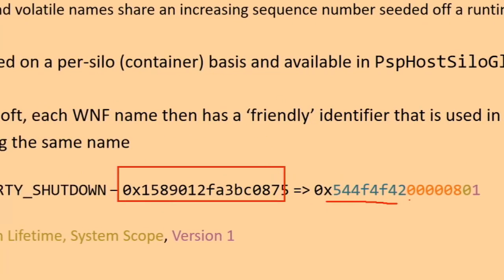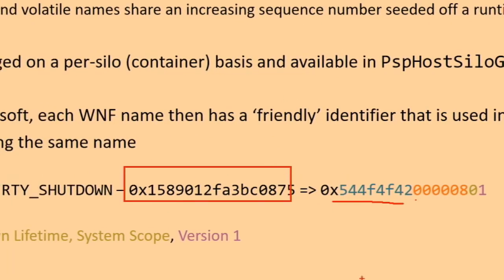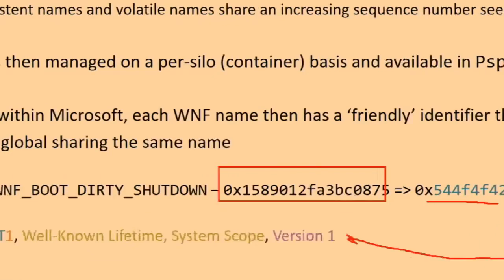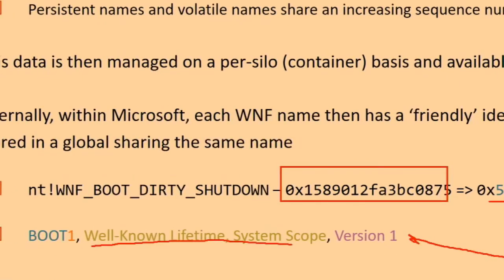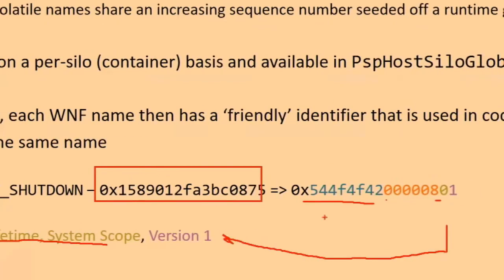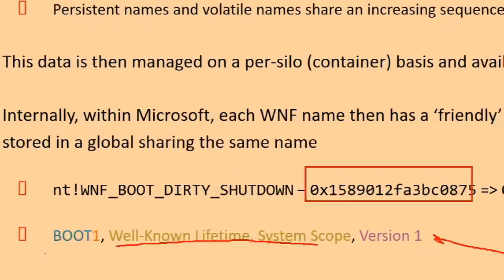And if we follow the data structure from earlier, this 1 basically tells us this is version 1. This 0 over here tells us that this is a well-known system scoped name. And then obviously these ASCII characters represent the word boot.